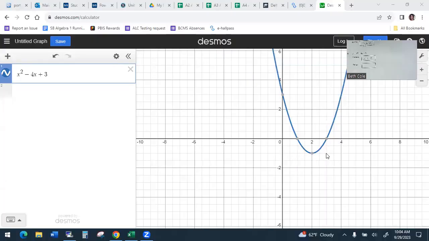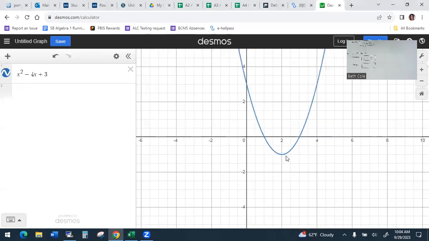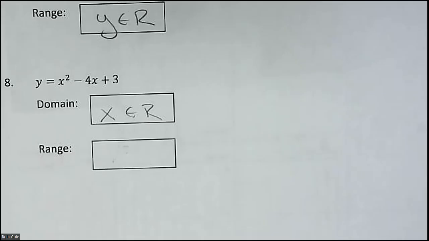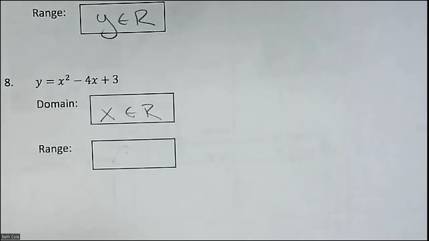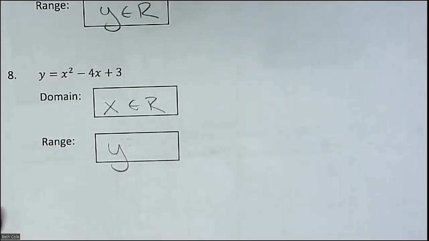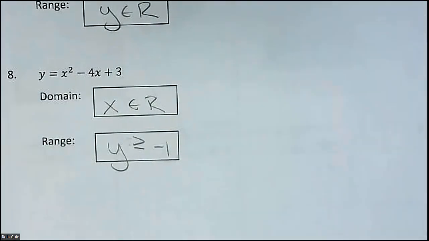Range is not all reals. What y value are we starting at? Here, I'll make it a lot bigger for you. -1. Do you see how that's at -1? You're all seeing that there? Okay. Do we want everything above or below -1? Or sorry, I closed it. Let me go back. Do you see how it's above -1? Okay. So what are we going to write? Y is what? How would you do above? Greater than or equal to -1. Good.